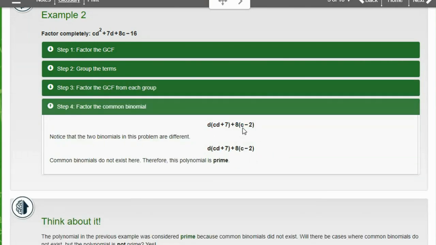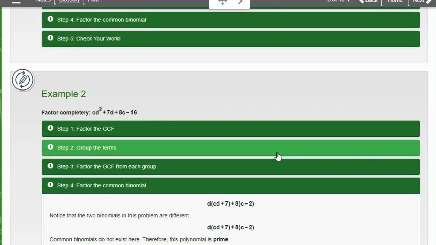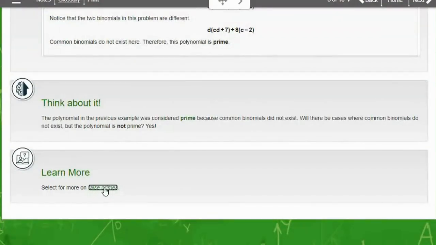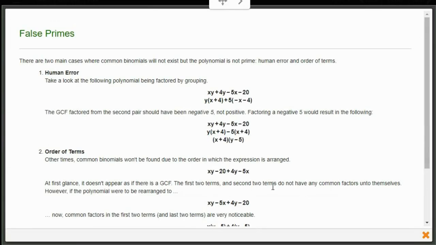There's not a common factor. See, CD plus 7 is not the same as C minus 2. So this was a prime polynomial. There really aren't any factors to pull out of it. I mean, it looks different because they pulled D out of 2 of the terms and pulled 8 out of 2 different terms, but there wasn't anything that they could factor out of the entire equation. And sometimes that happens because there are no factors. It's a prime polynomial. But don't make the mistake of thinking it's prime when you could have rearranged it and factored it.